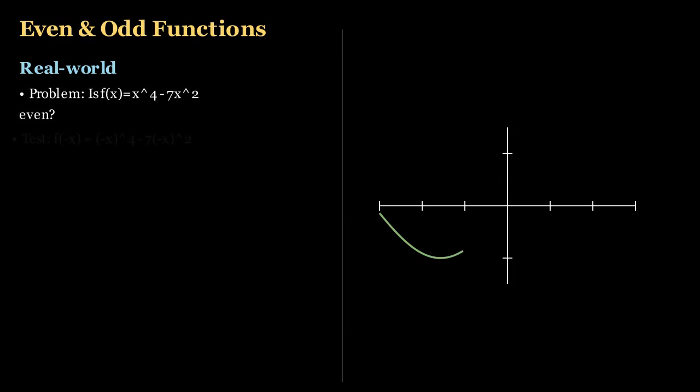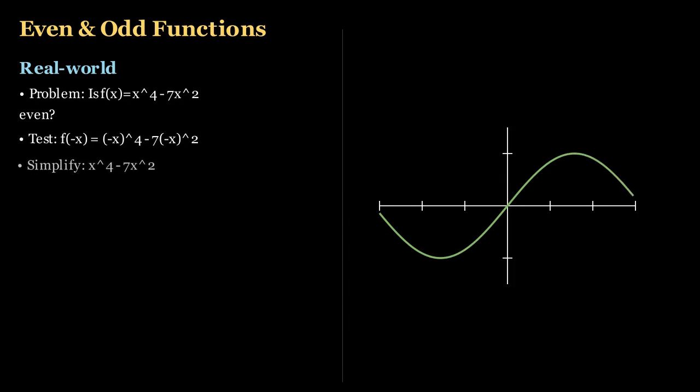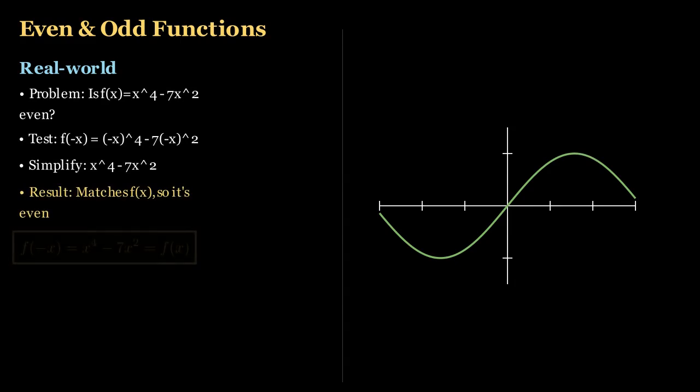This simplifies to x to the fourth minus 7x squared, which is exactly our original function, f of x. The test works, so this function is even. Its graph will be a perfect mirror image across the y-axis.